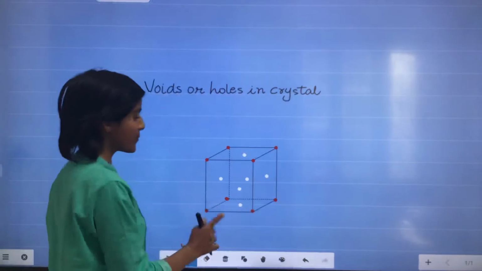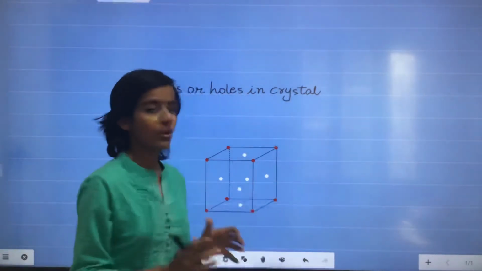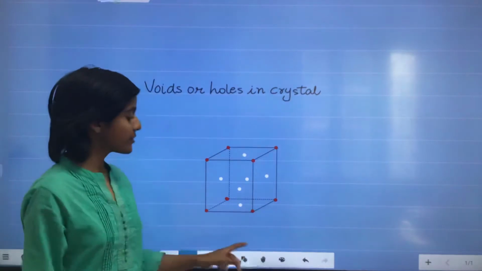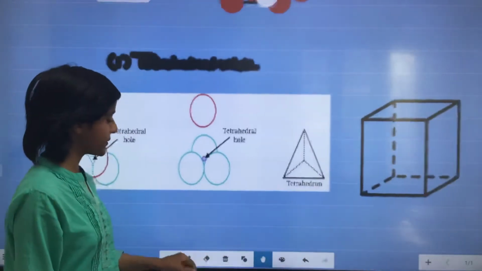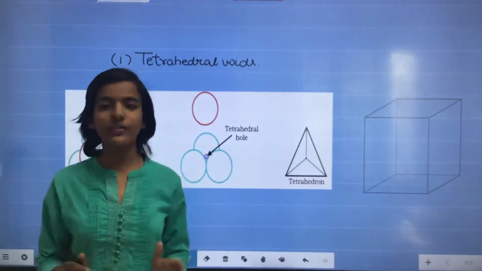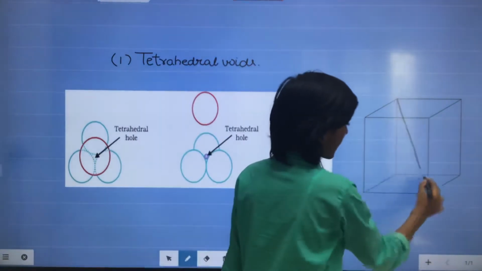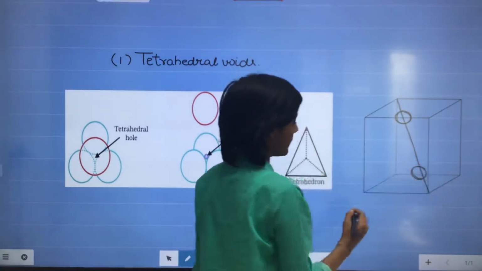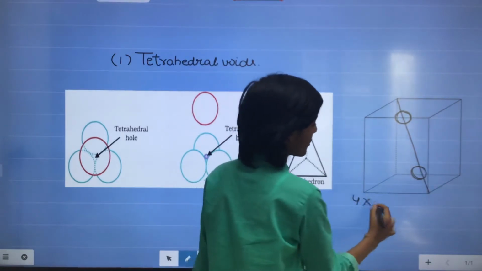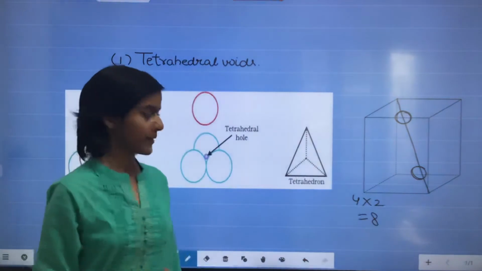And these balls have space between them. Some balls have the space between 4 and some balls have the space between 6. The space between the 4 balls is known as tetrahedral voids, and in short, we can say TV. If we see the TV in a cube, then on one cube diagonal there are 2 TV, and total cube diagonals are 4, and on every one there are 2. So the total number of TV in a cube is 8.